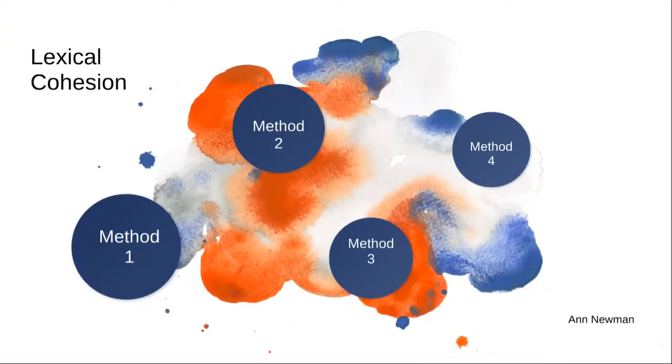So we have looked at 4 methods for lexical cohesion: repetition, synonyms, pronouns, and transitions.